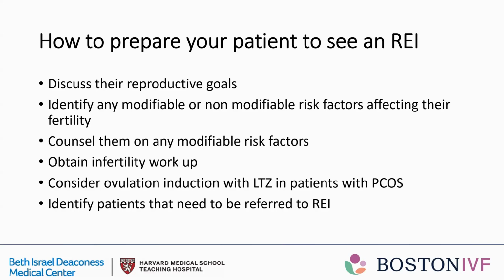If you've identified patients that do meet diagnostic criteria for infertility and are having trouble, you can obtain an infertility workup. And then consider ovulation induction, mainly with letrozole for your patients that have PCOS. And then last but not least, identify patients that need to be referred to REI, and then we'd be happy to see them.